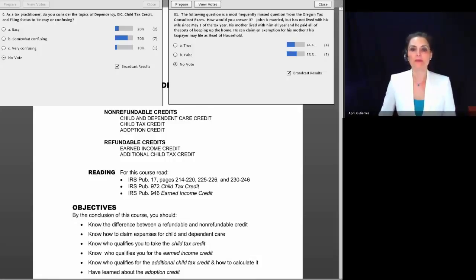Well, we can see on the board here we're pretty evenly split. We've got a little over half of you saying the answer is false, and about 44% of you saying the answer is true. And those of you who answered false are correct. This situation does not meet the test for being considered unmarried, and therefore this filer does not qualify as head of household. So why is that the case?